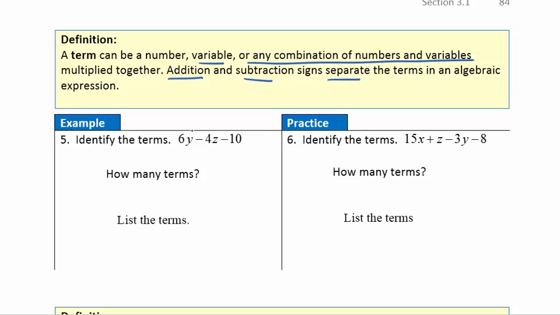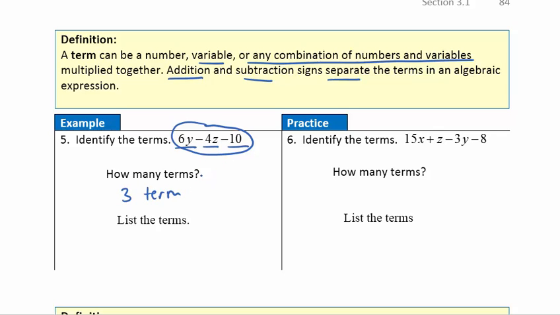So this whole thing right here is called our algebraic expression, remember. Now, inside of this algebraic expression, it's made up of terms. Terms are separated by addition and subtraction, in this case, subtraction. So here's our separation point, here's our separation point. So this has 1, 2, 3 terms. So I'd say, okay, there are 3 terms.